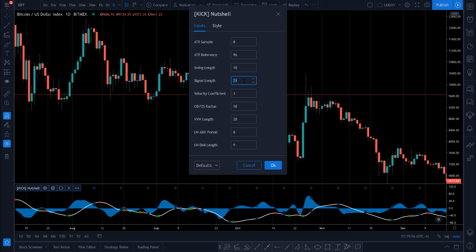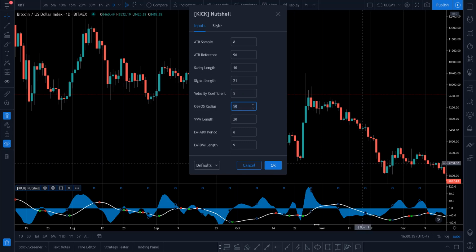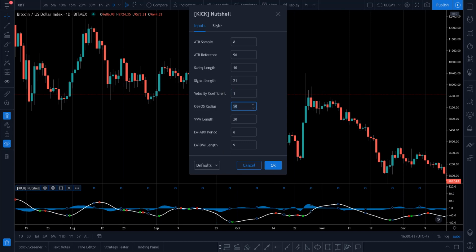The signal length is really just a smoothing value, so I find that it works pretty well to keep it roughly 2 times the size of your swing length, just to give it a little bit better smoothing. Just so you know, though, the higher you make this number, the more lagged the indicator will be as well. And then the last is this velocity coefficient, which is going to control the size of this blue histogram as we go here. And I'll talk more about that in a moment. But for the most part, this is really just a visual. So if I make it 5, the peaks are more prominent. If you make it smaller, they'll be less prominent.